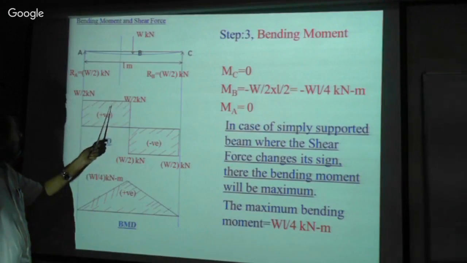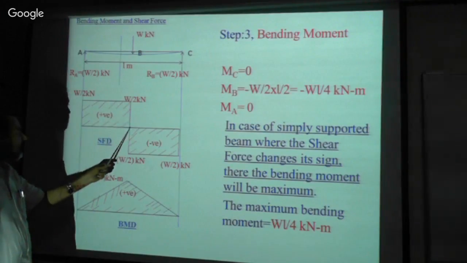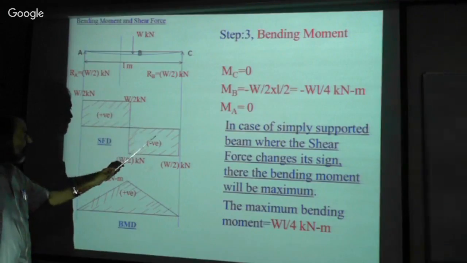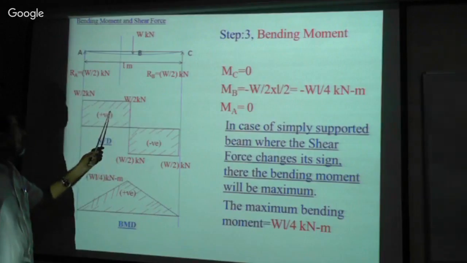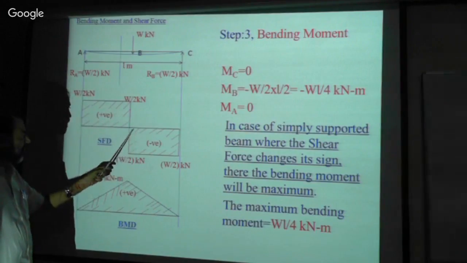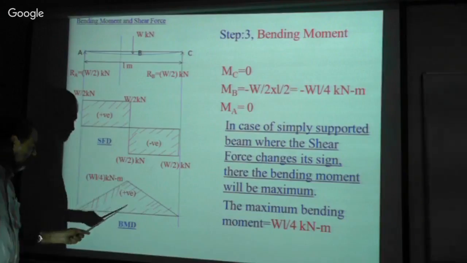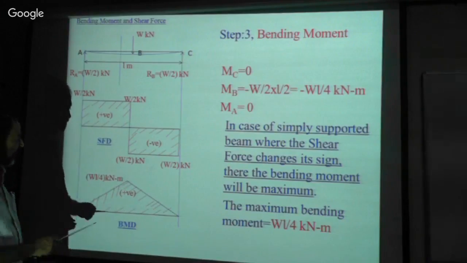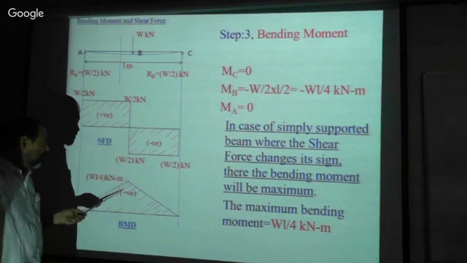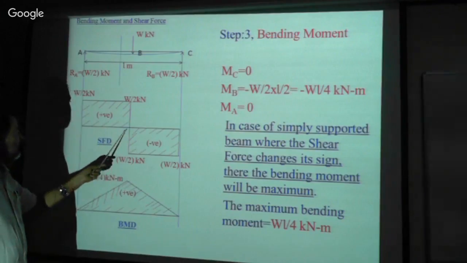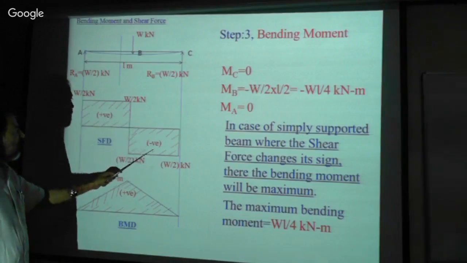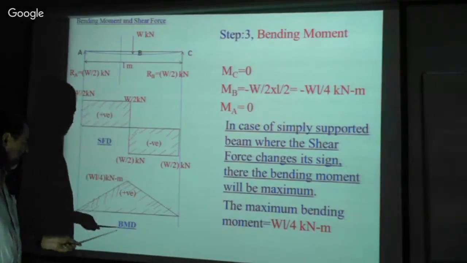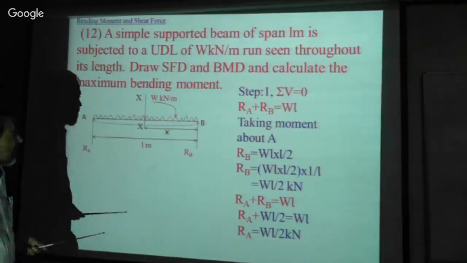Now here, the shear force changes its sign at this point, positive to negative. Shear force is from positive to negative. Now, when the shear force is from positive to negative, at that point the bending moment will be maximum. Now, it is one point one should note down, that is the maximum bending moment occurs where the shear force changes its sign. That is from positive to negative or negative to positive. There the bending moment will be maximum. We will go to the next problem.